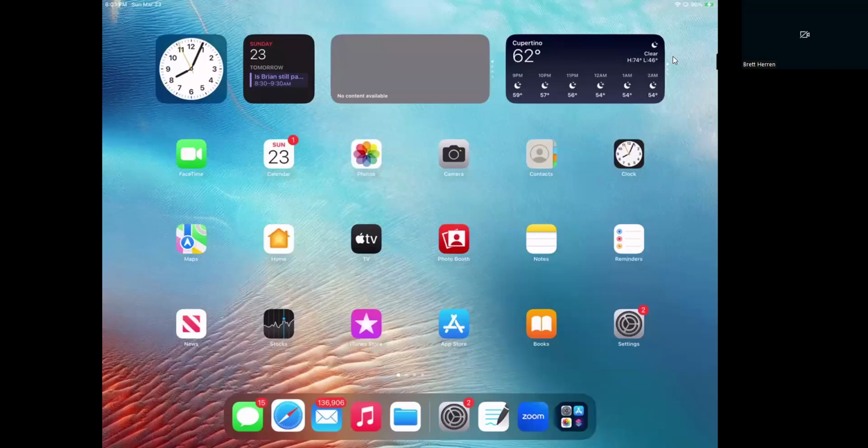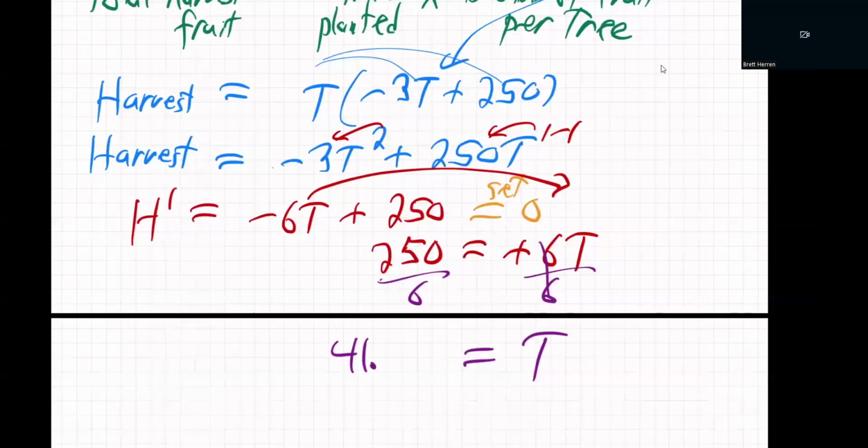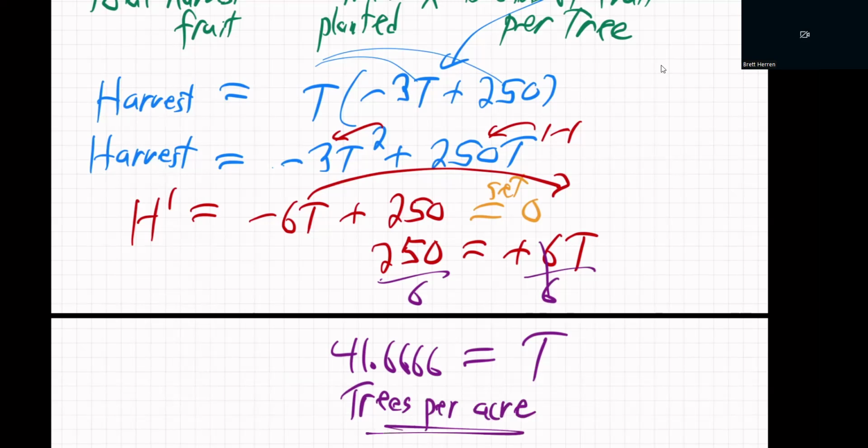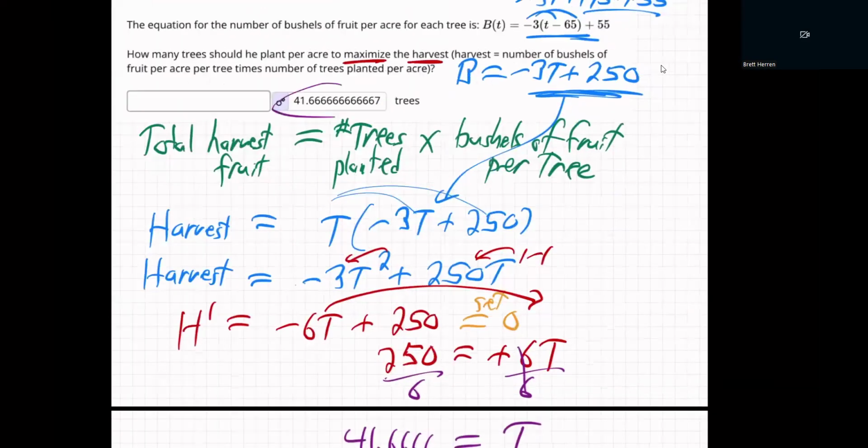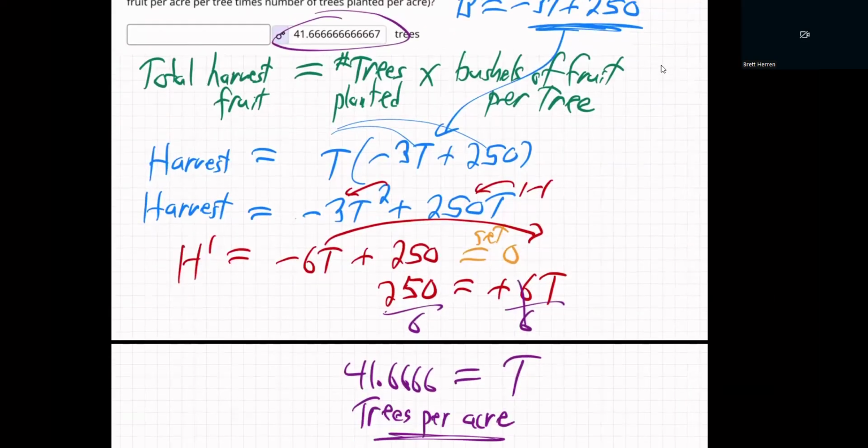41.6666. That's T, trees per acre. That's how many trees per acre the farmer should plant to maximize his harvest. That's the answer. So that's maximizing the total amount of fruit produced. And so there we go.